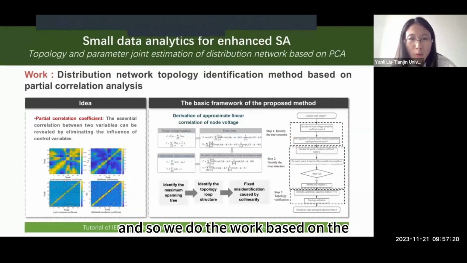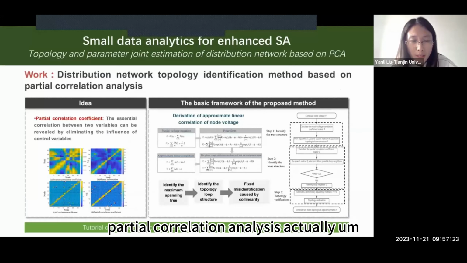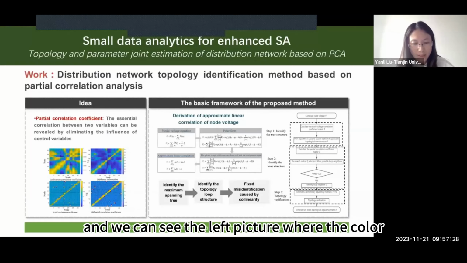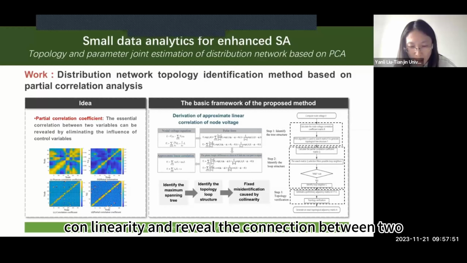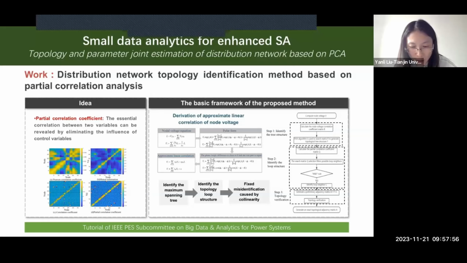And so we do the work based on partial correlation analysis. We can see in the left picture that the color in the square represents the correlation coefficient among nodes. The closer the color is to yellow, the higher the correlation between the two nodes, as well as the higher the likelihood that the nodes are connected. So the PCA efficiently removes the effect of collinearity and reveals the connection between two considered nodes.